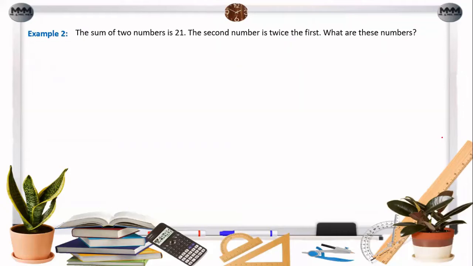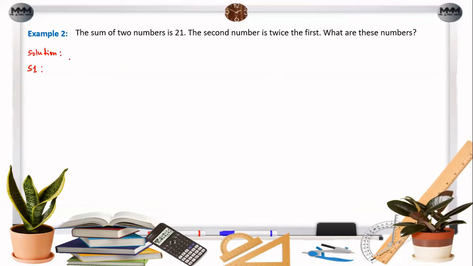So let's have here another example. The sum of two numbers is 21. The second number is twice the first. What are these numbers? So let's try to use the steps to solve this problem. Okay, let's have step number 1. So for step number 1, we're going to represent what is required in the problem. So here we are to find the two numbers. So first and the second number.